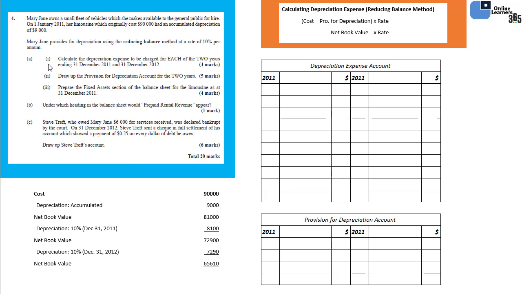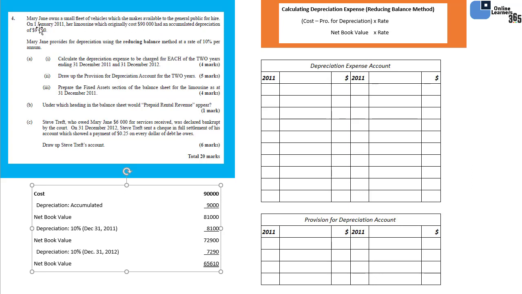Alright, so let's tackle A1. We're going to try to calculate the depreciation expense to be charged for 2011 and 2012. Because we are using the reducing balance method, we need to know two things. One, the cost of the item, and two, the depreciation to date on the item.